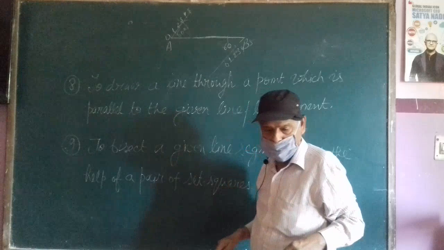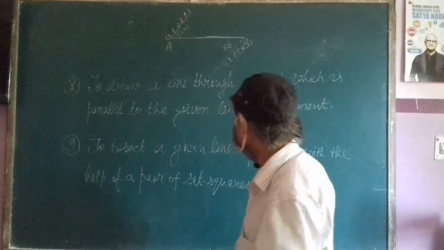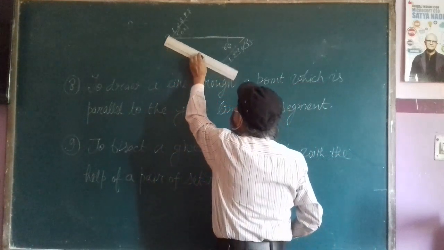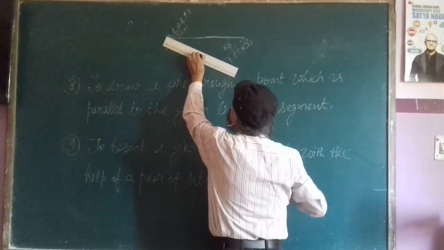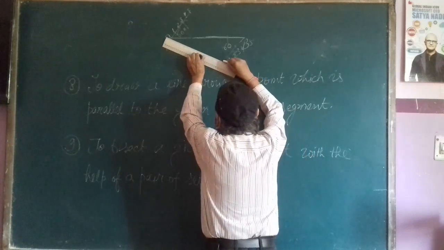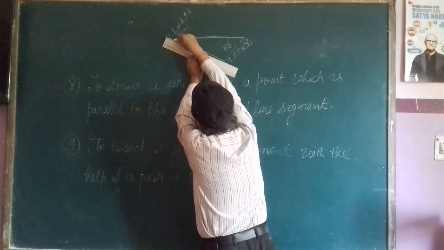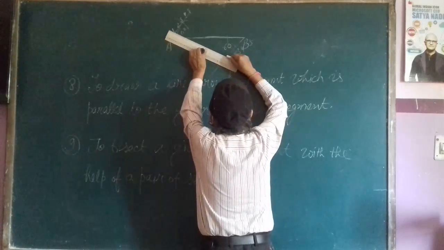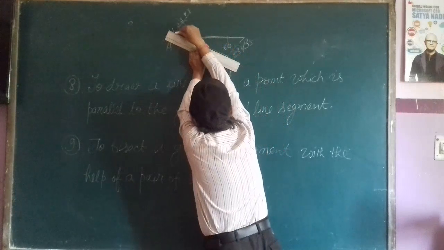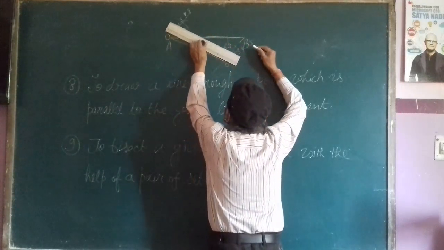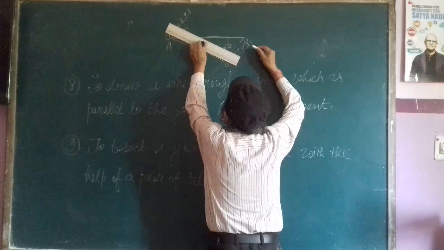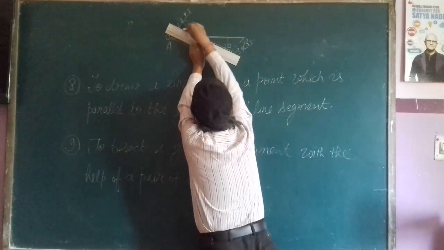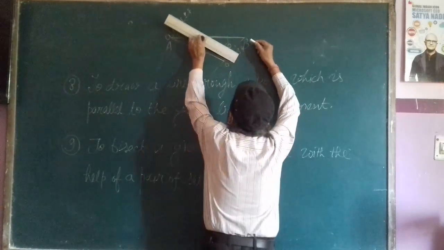Then you join one by one. 0 to 0, 1 to 1, 2 to 2, like this. You join 0 with 0. 1 with 1. 2 with 2. Like this. 3 with 3.